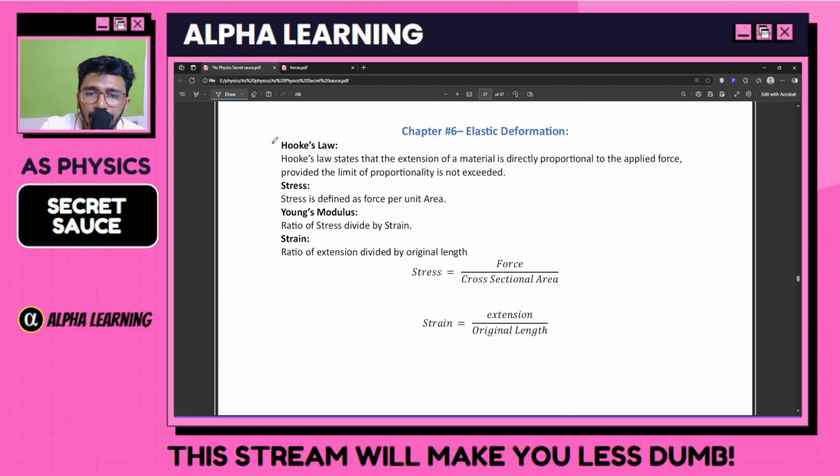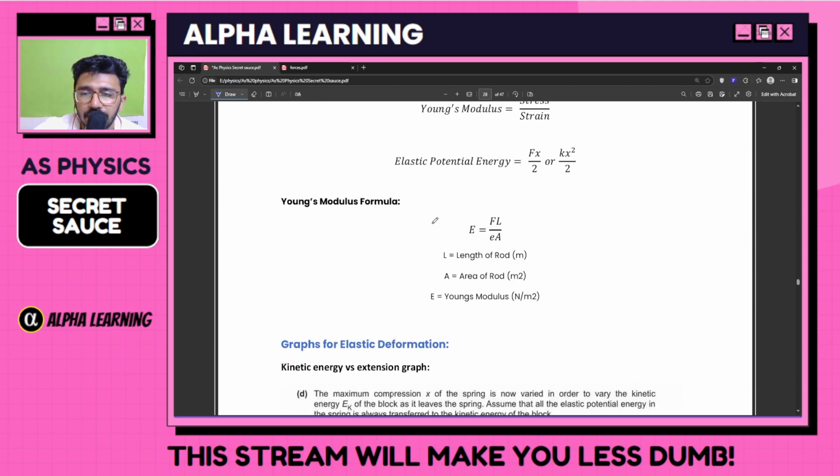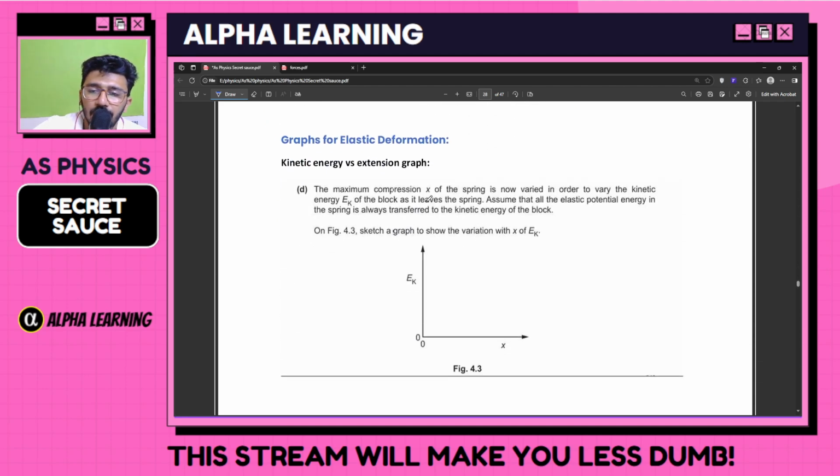Similarly, for elastic deformation, you have these couple of definitions, some formulas here, then some formulas again here. In elastic deformation, you do have some graphs. Let's see those graphs. One graph that you usually have to draw in elastic deformation is when kinetic energy is getting converted into elastic potential energy, and you have to draw a graph of kinetic energy versus the extension x.